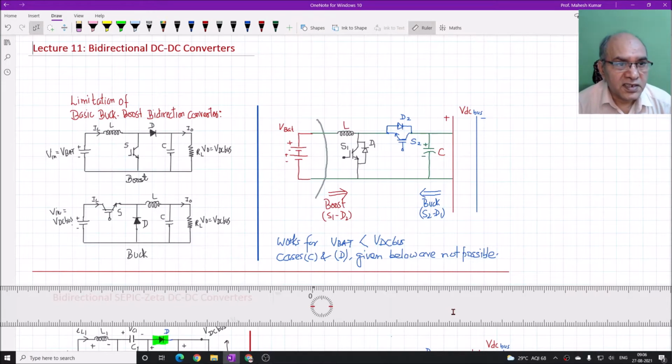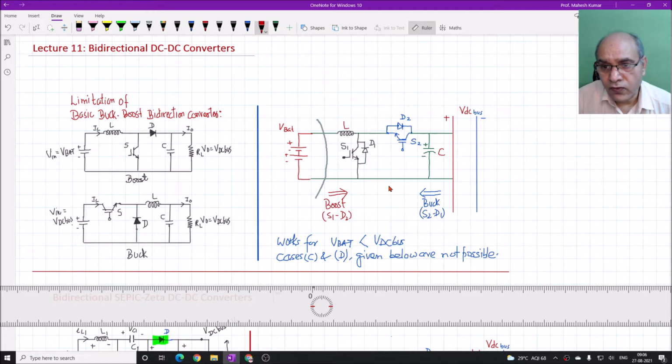So welcome to this 11th lecture, and our discussion will continue from the previous lecture, that is on bidirectional DC to DC converters. In the previous class I explained the bidirectional DC to DC converter. It basically consists of the boost converter, this side. This is the boost converter if you look from the battery side.